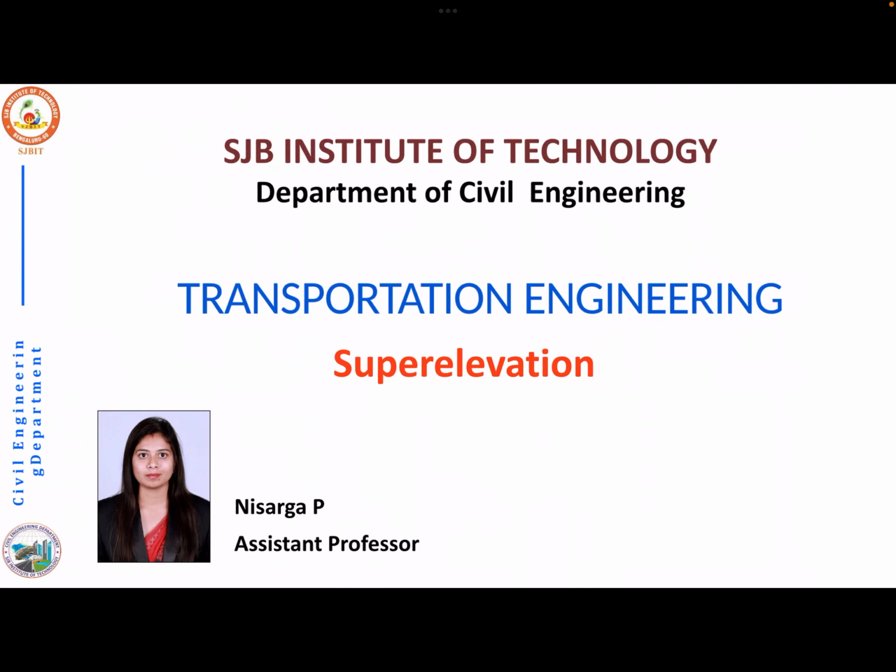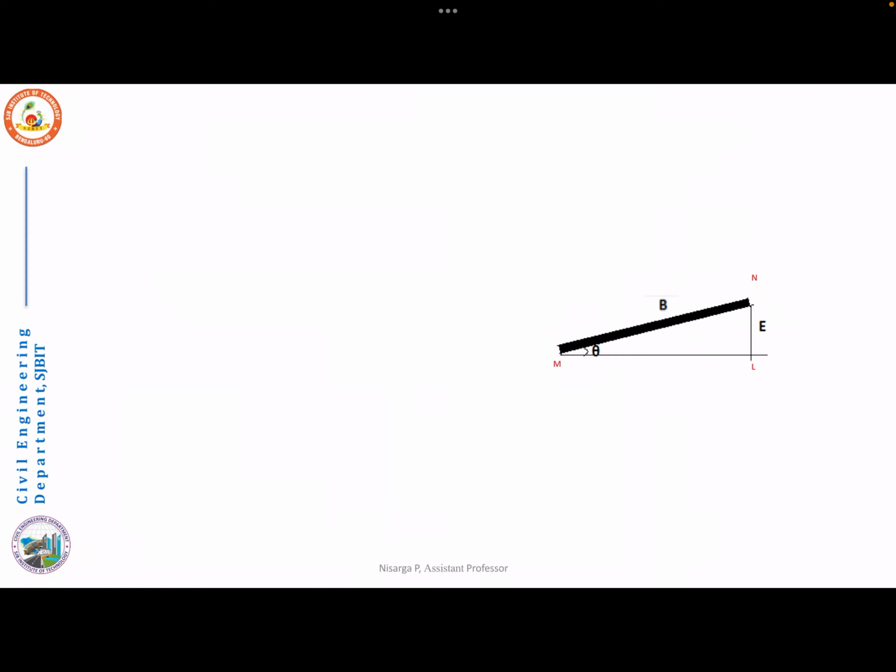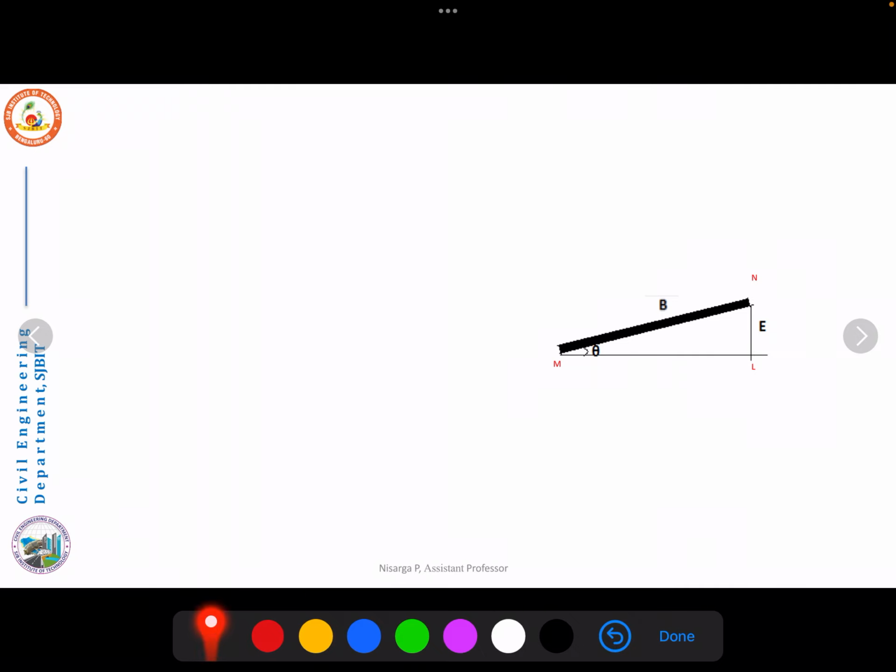Hello students, in this session we will discuss superelevation, why it is provided, and the analysis of superelevation at a horizontal curve. We know that when a vehicle negotiates a horizontal curve, centrifugal force will be developed. In order to counteract the effect of centrifugal force and to reduce the tendency of vehicles to overturn or skid, the outer edge of the pavement is raised with respect to the inner edge.